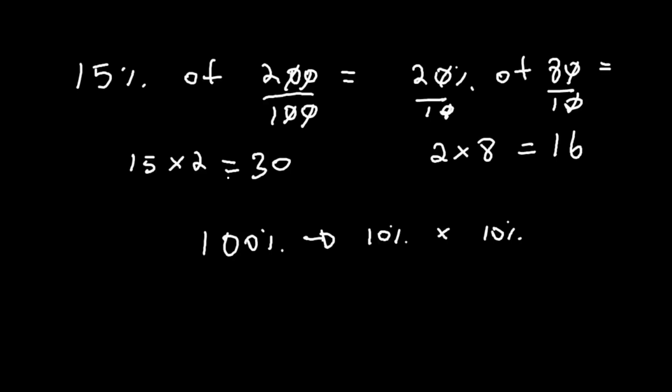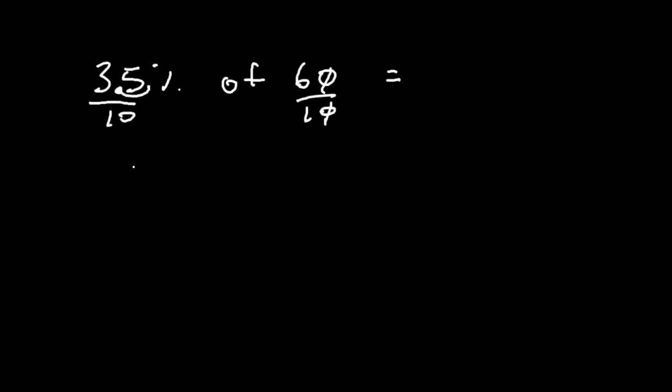With that said, let's practice a couple more questions. Try to calculate 35% of 60 in your head. Alright, so the best choice here would be to divide here by 10 and divide here by 10. Cancel the 0. We move one decimal place over this side. So we have 3.5 times 6.